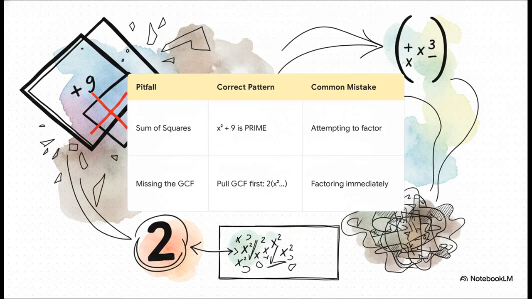While the difference of squares, like x squared minus 9, factors out beautifully, the sum of squares, x squared plus 9, is what we call prime. It means it can't be factored using real numbers. It's a classic mistake to think it can.